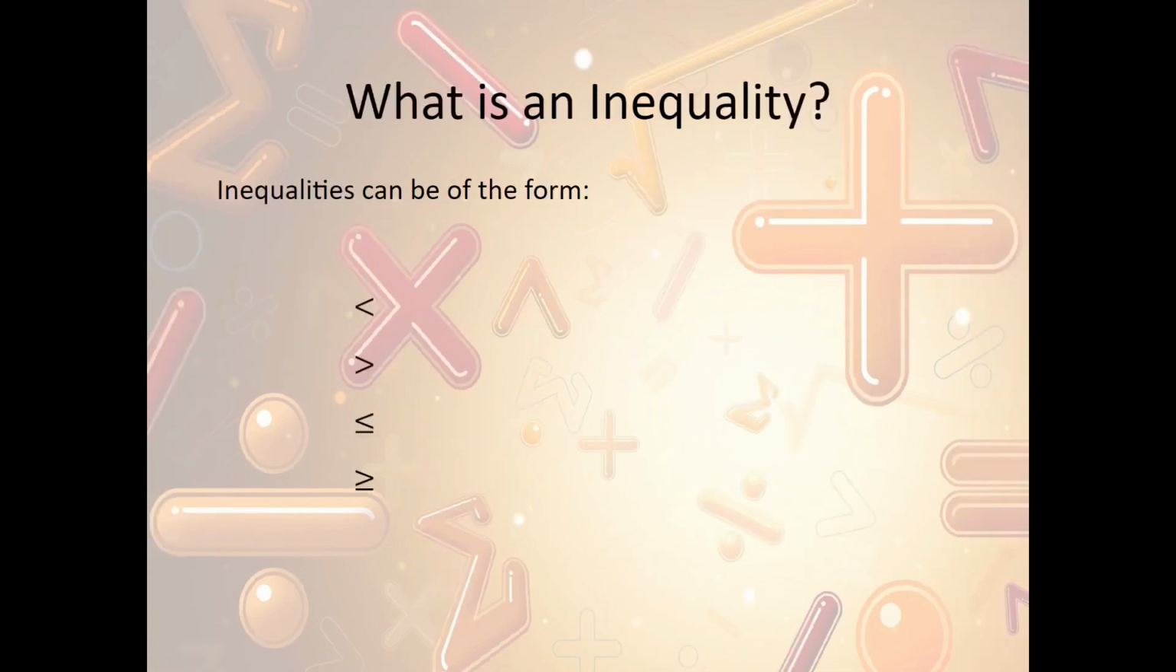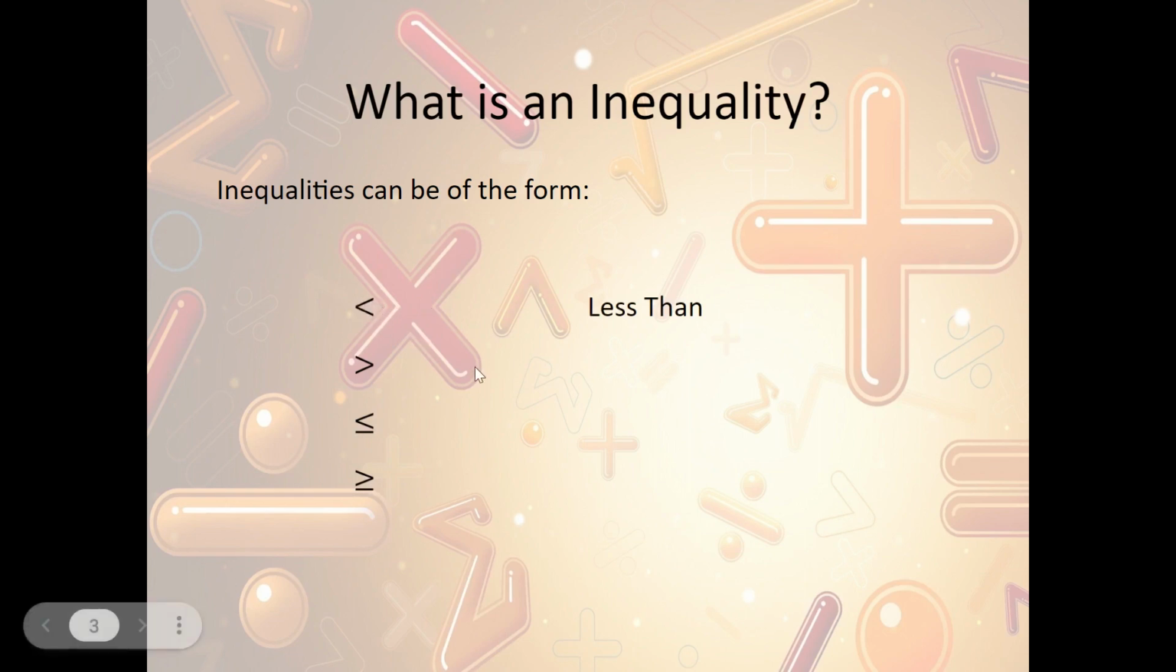Now, what is an inequality? An inequality can be of any of these forms. This symbol, this one here. So this one looks like an arrow going this direction, an arrow going this direction, and then we have the arrows with the little bars underneath. And what do these mean? Well, this first symbol means less than.